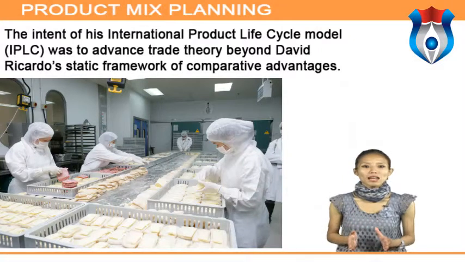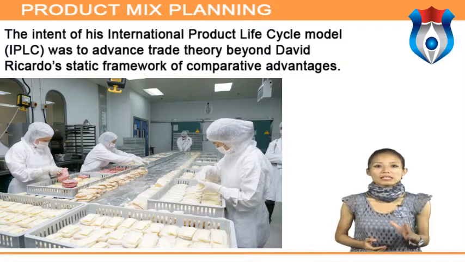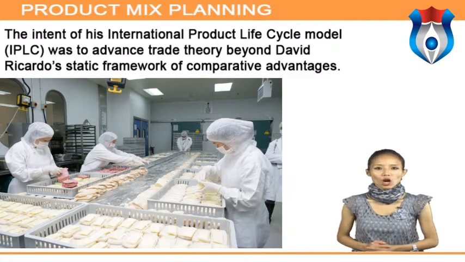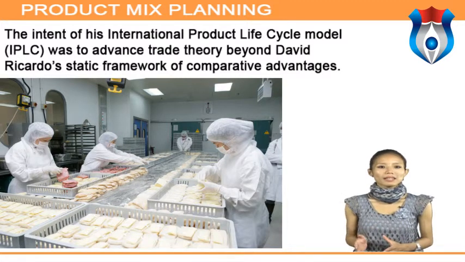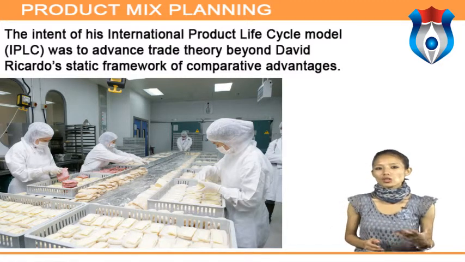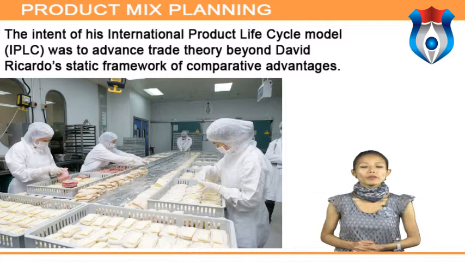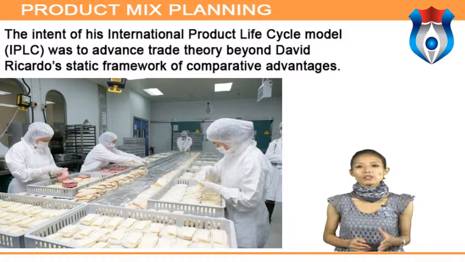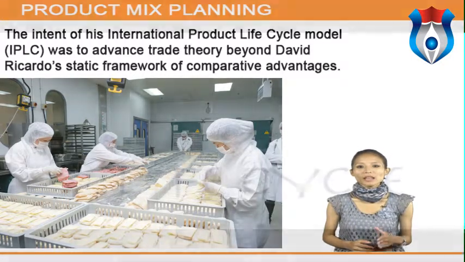The intent of his International Product Life Cycle Model, IPLC, was to advance trade theory beyond David Ricardo's static framework of comparative advantages. In 1817, Ricardo came up with a simple economic experiment to explain the benefits to any country that was engaged in international trade, even if it could produce all products at the lowest cost and would seem to have no need to trade with foreign partners. He showed that it was advantageous for a country with an absolute advantage in all product categories to trade and allow its workforce to specialize in those categories with the highest added value.